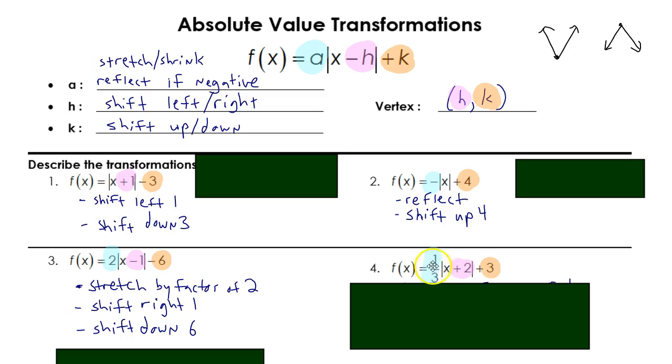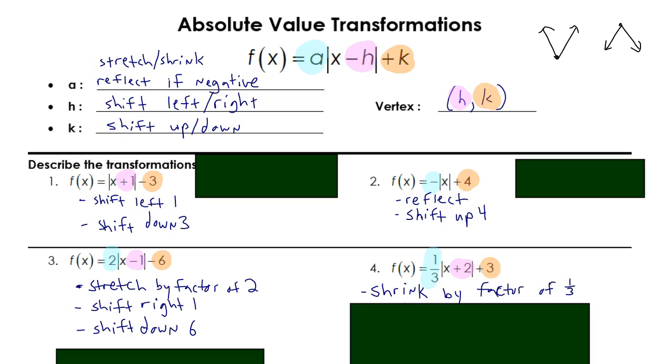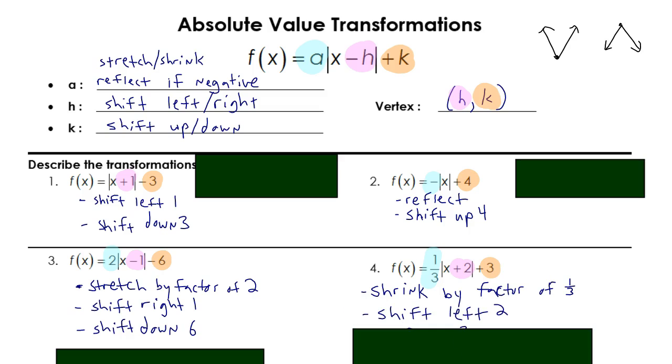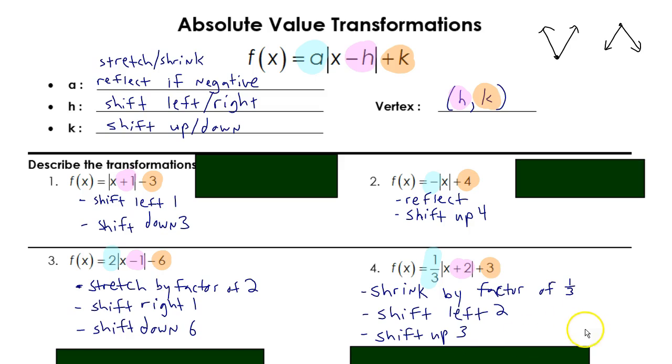All right, so the 1/3, since it's less than 1, is going to be a shrink by a factor of 1/3. The plus 2 inside the absolute value bars is going to be shift left 2. And the plus 3 at the end, after the absolute value bars, is going to be a shift up 3 units.